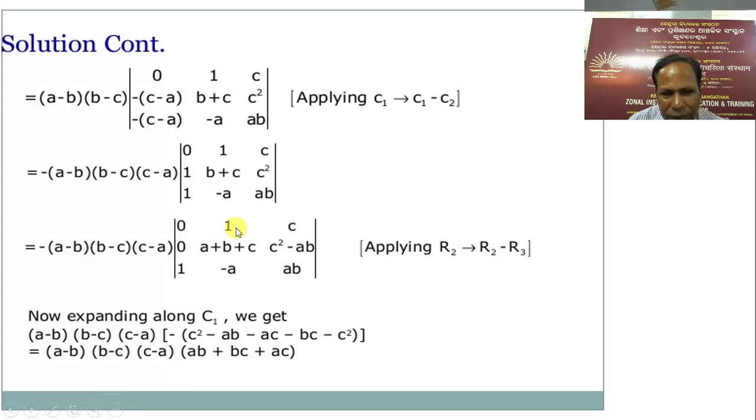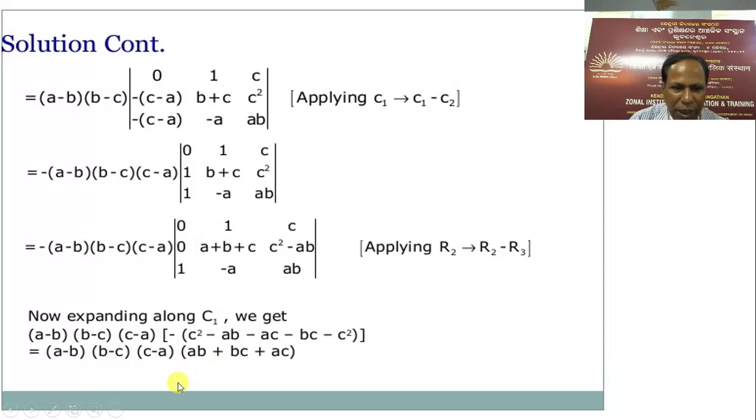0 into cofactor of 0 becomes 0. Then 0 into cofactor of 0 becomes 0. Then 1 into cofactor of 1, so 1 into C square minus AB minus C into A plus B plus C. So we are getting minus of C square minus AB minus AC minus BC minus C square. So C square cancelled. Minus sign multiplied with minus AB minus AC minus BC becomes plus AB plus BC plus AC. So together it becomes A minus B into B minus C into C minus A into AB plus BC plus CA.